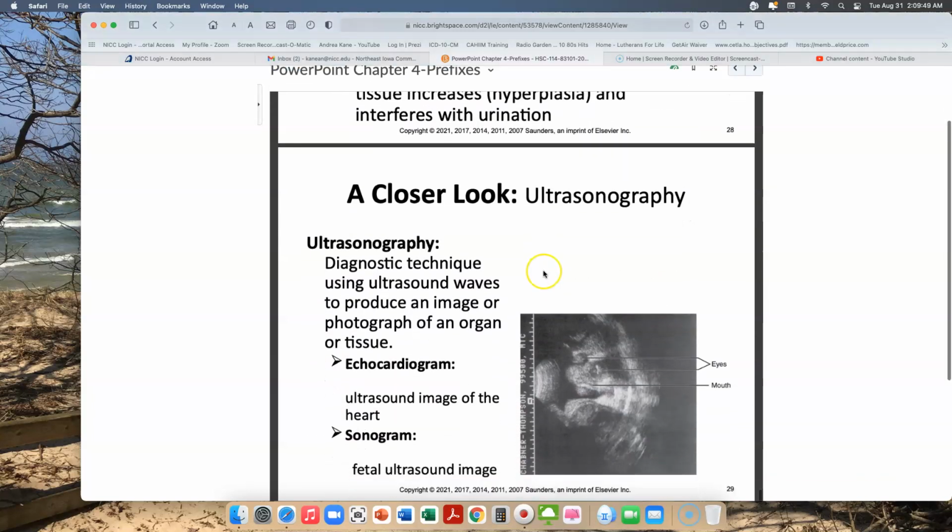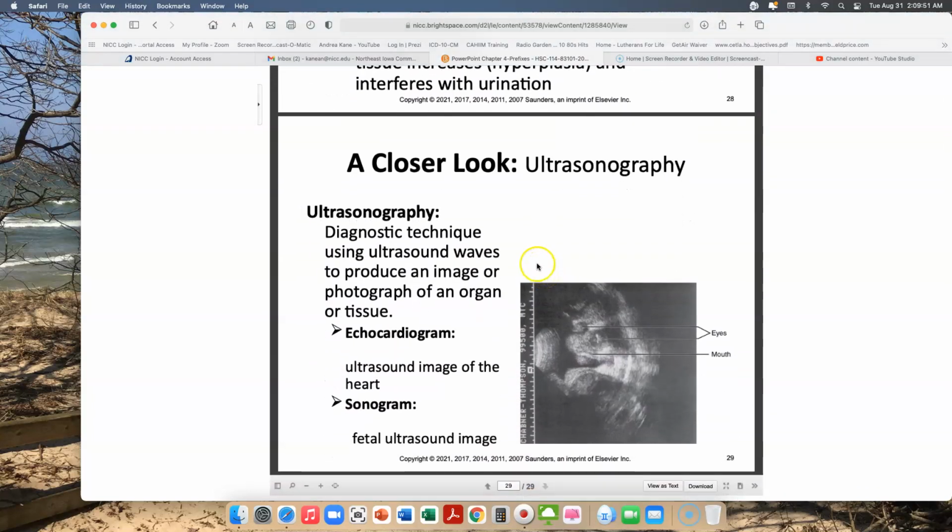Next thing is ultrasonography. This is a diagnostic technique that utilizes ultrasound waves to produce an image or photograph of an organ or tissue. There are different kinds of these. You might have heard of a fetal sonogram or an echocardiogram, where they use ultrasound to map out the heart and if there's damage in the heart. So this just gives you that information so that you can see. And your book has more on this.